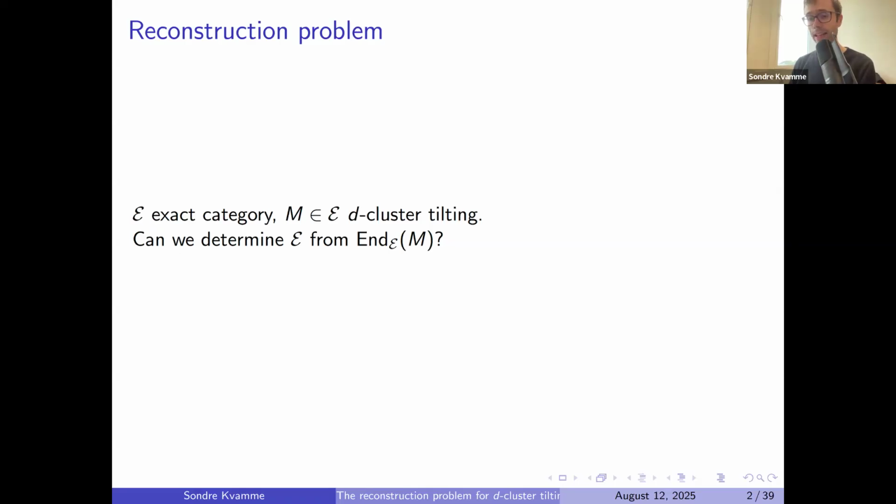If you don't know what an exact category is, or if you don't know what D-cluster tilting is, don't worry, I will introduce that very soon. And for those of you who know what a D-cluster tilting object is, or an exact category is, the next part might be familiar. So then I suggest you maybe instead think about this problem. Do you think it's true? Do you think it's false? And if it's false, is there some way of modifying it to make it true? For me, this will be the motivating problem that I will use to introduce the main results from my paper.